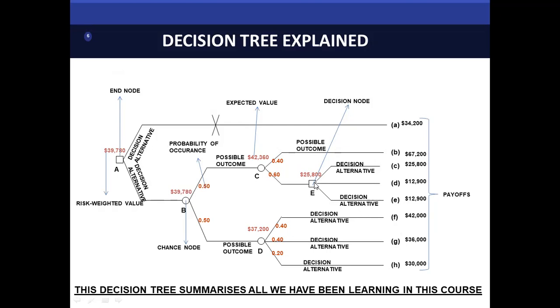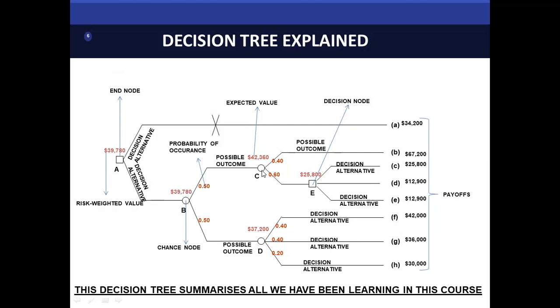But this chance node is different from the decision node. Remember, at the decision node we look at the expected monetary values. So we looked at this value and we looked at that value, and we chose the highest value. So 39,780 USD and 34,200 USD. We looked at the two of them and saw that 39,780 USD is higher, and we chose that at our endpoint.